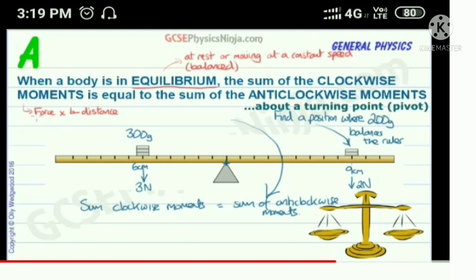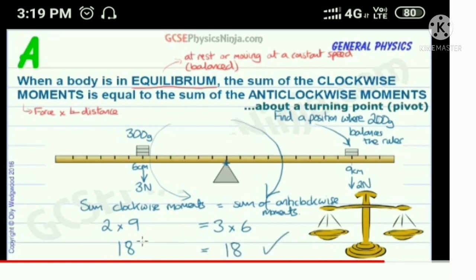Force into distance. So force how much? 2 Newton. That's it, 2 Newton into what's the distance? 9 centimeter. Okay, it is equal to sum of the anti-clockwise. So this is the anti-clockwise direction. The anti-clockwise directional force is how much Newton? 3 Newton. So 3 into what is the distance? 6 centimeters. So 2 9s are 18. Here 3 6s are 18. So both the sides it is equal.